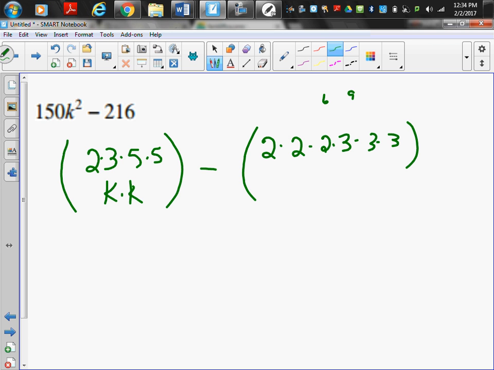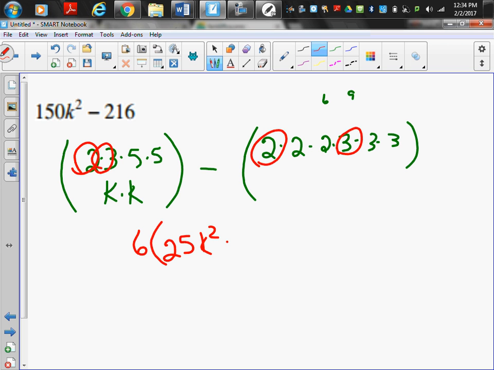Alright. So let's see what I can pull out. I can have a 2, I have a 3. So 2 times 3 is 6. 5 times 5 is 25, k squared minus 2 times 2 is 4, times 9 is 36. Yeah, 36. Now you got it.